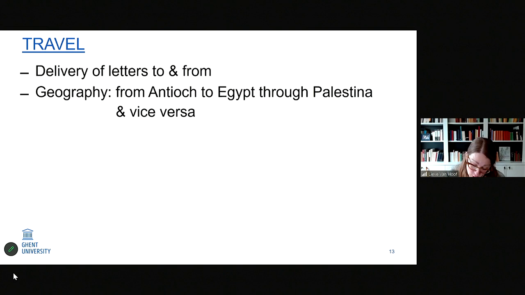But also, for example, letter 602 is a request to the governor Clematius, and Libanius asks the governor to give a letter of recommendation to a man called Olympius, who is traveling to Italy. So this is a letter from Antioch to Palestina, because somebody is traveling from Antioch through Palestina to Italy. And Libanius' letters make it clear that this is happening, so that Olympius is traveling through Palestina.